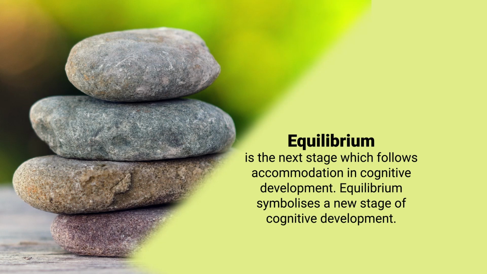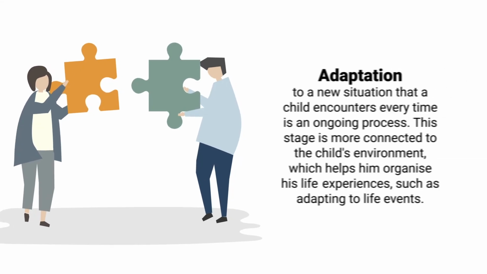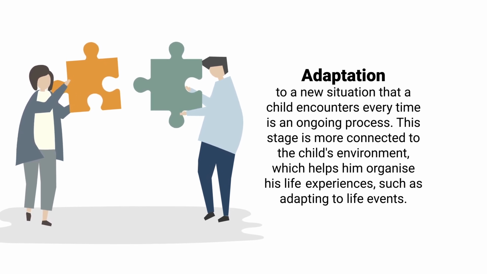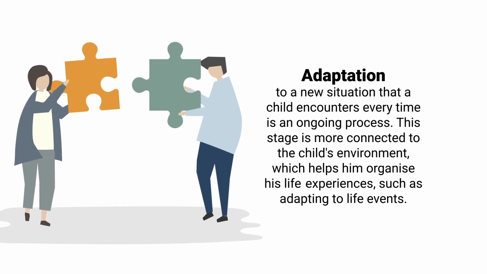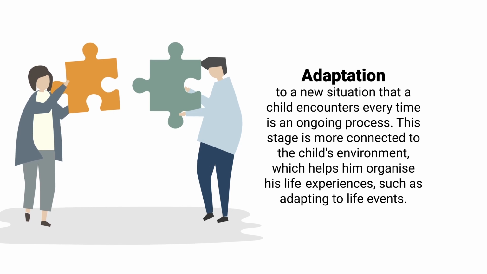The equilibrium is the next stage which follows accommodation in cognitive development. Equilibrium symbolizes a new stage of cognitive development. It is when the child can use assimilation to fit in most of the new information he has learned. So he is continuously adding new schemas to maintain continuous change. It is somewhat a balance between the old and the new. After equilibrium is achieved, adaptation to a new situation that a child encounters every time is an ongoing process. This stage is more connected to the child's environment, which helps him organize his life experiences, such as adapting to life events. So knowledge is an internal representation of the world that helps individuals understand the world they inhabit.